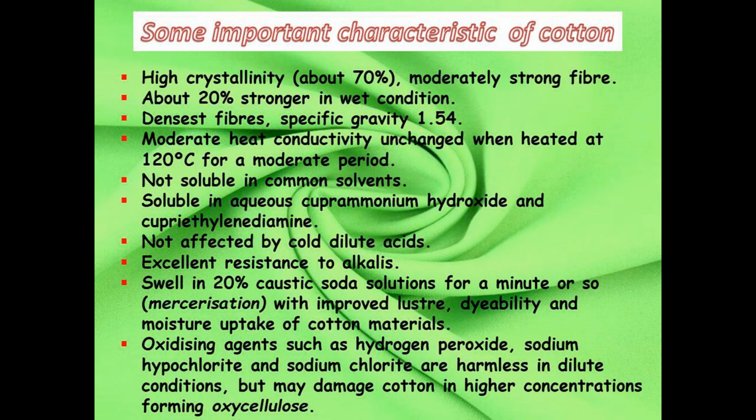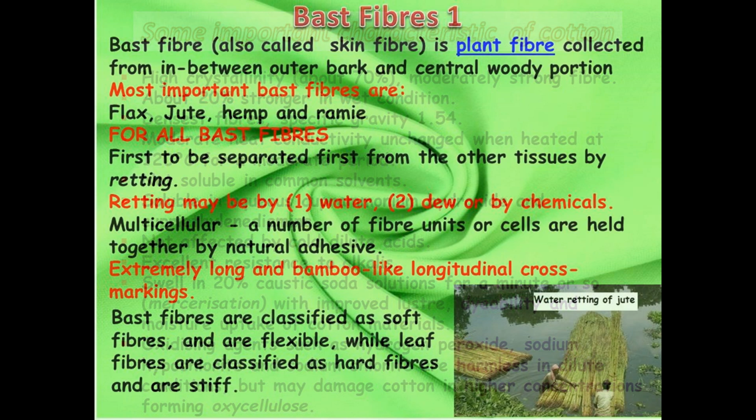It is not affected by cold dilute acids. It has excellent resistance to alkalis. It swells in 20% caustic soda solution in a minute or so. Mercerization improves luster, durability and moisture uptake of cotton material. Oxidizing agents such as hydrogen peroxide, sodium hypochlorite, sodium chlorite are harmless in dilute condition but may damage cotton in higher concentration, forming oxycellulose.